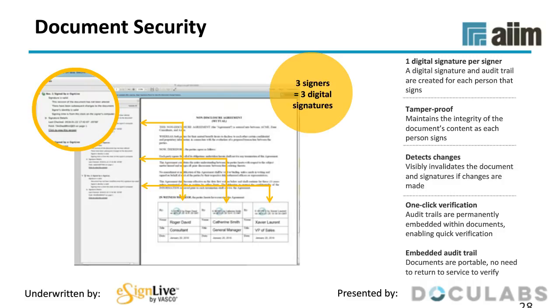Some e-signature solutions will only apply a tamper seal wrapper at the end of the signing process and won't actually apply a digital signature in between signers, and also won't embed the audit trail inside the document. Unfortunately, this can put you and your organization at risk, so you want to be aware of those key differentiators in document security. All right, so now I want to move on to evidence.